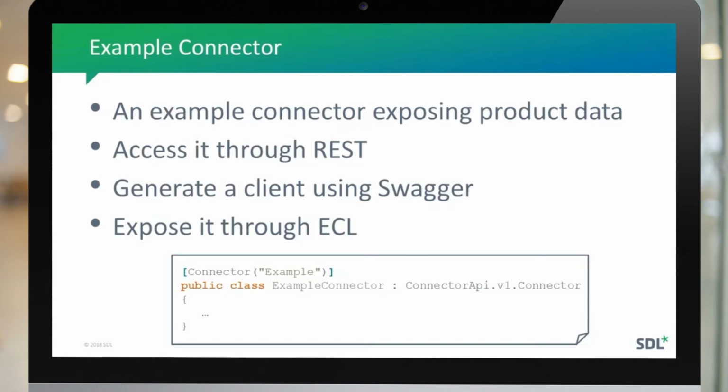So here in this case, I'm integrating with probably one of the biggest stores in the US, Walmart, using their REST API to get products. First, I will see how we can get access through REST, and then we'll generate the client using Swagger, and finally expose it through an ECL provider. So let's get started. And now I'll share my screen again.